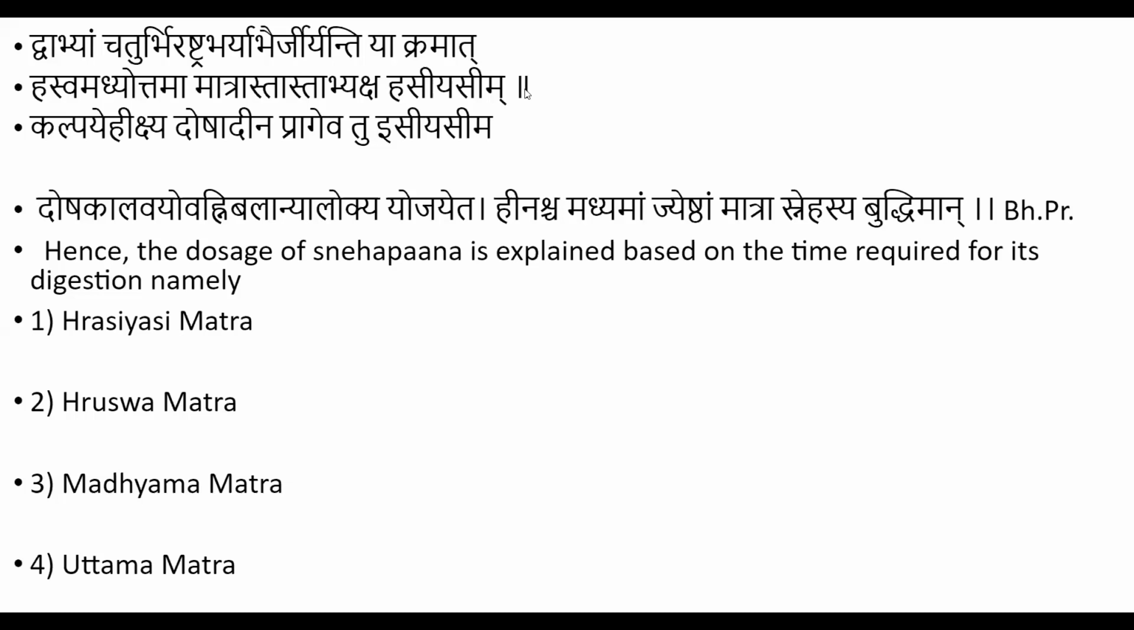So dvabhyam chaturbir ashtabir yamayat. The dose which is digested in even less than 2 yama, you can say it is like 1 yama. The one digested in 2 yama is Risva Matra, the one digested in 4 yama is Madhyama Matra, and the one digested in 8 yama, that is 24 hours, is called Uttama Matra.